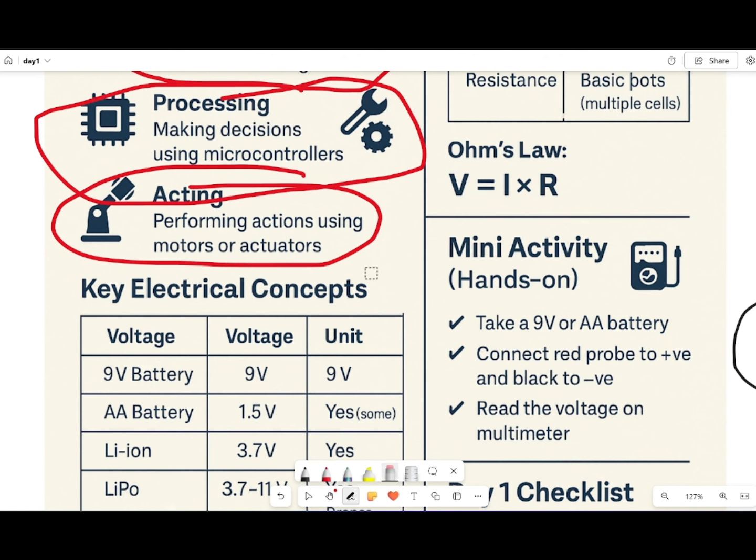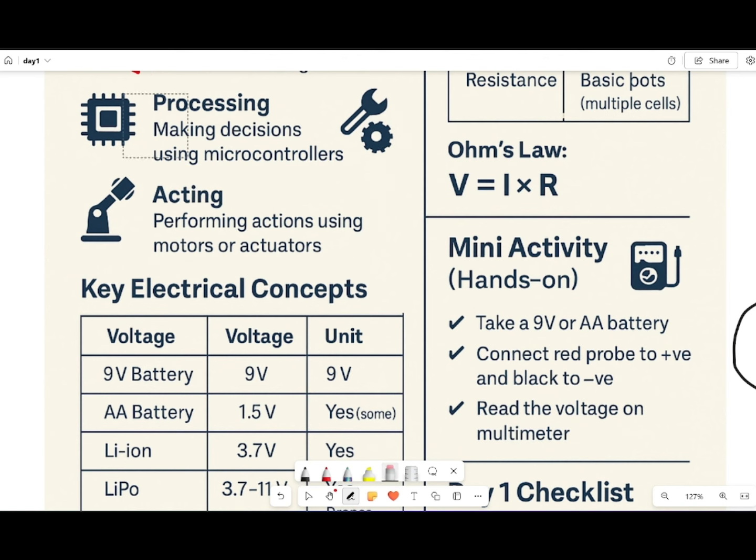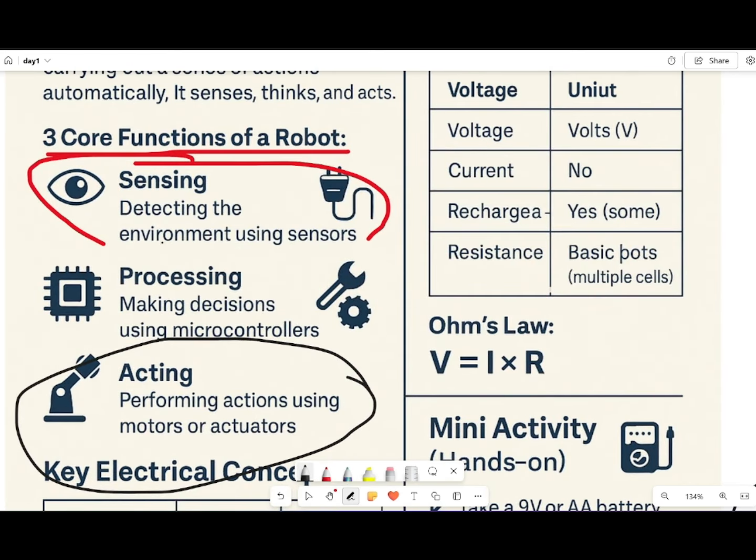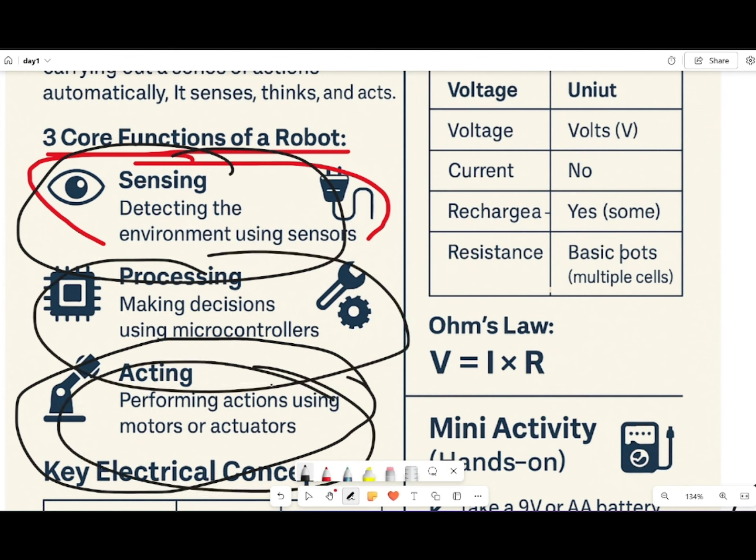Clear? Suppose in our human body, if you want to go from one place to another place, what will you do? You will use your legs. Clear? So our robot also wants to go from one place to another place. What will they do? They will use motors and wheels to perform any task or go from one place to another. Clear? That is our action part. Okay, that is the three core things. First it will sense the environment, then it will process it, then it will give the output. Clear?